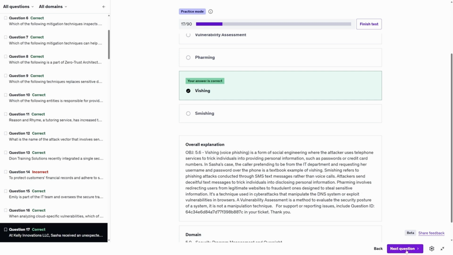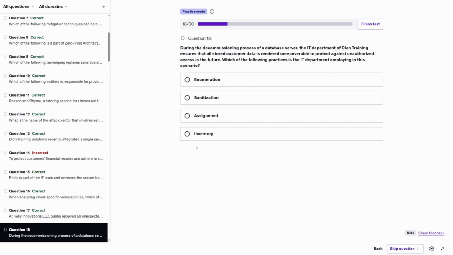All right, let's move on to the next question. During the decommissioning process of a database server, the IT department of Dion Training ensures that all stored customer data is rendered unrecoverable to protect against unauthorized access in the future. Which of the following practices is the IT department employing in this scenario?